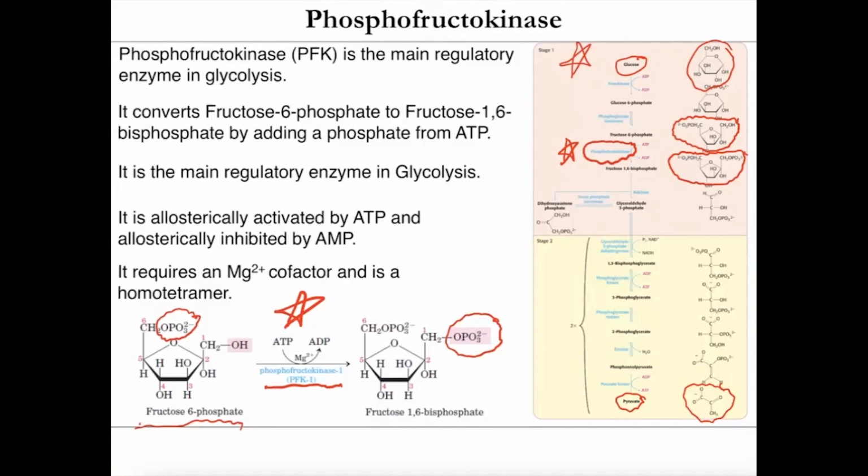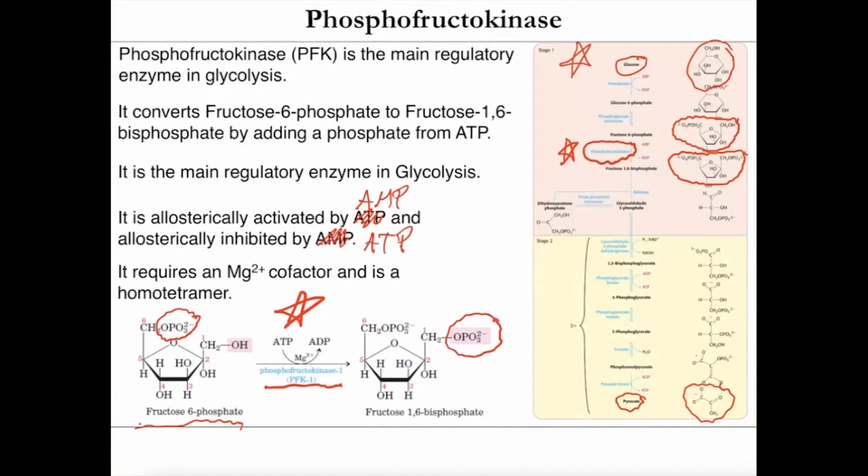As I said, it's the main regulatory enzyme in glycolysis. It's actually allosterically activated and inhibited, which we'll talk about in lecture 9, I believe, 9 or 10. It's allosterically activated by AMP. Sorry, this should be AMP. And it's allosterically inhibited by ATP. And that makes perfect sense.